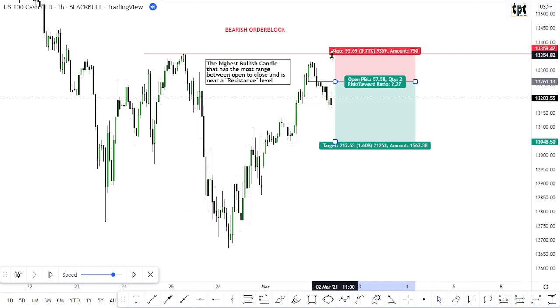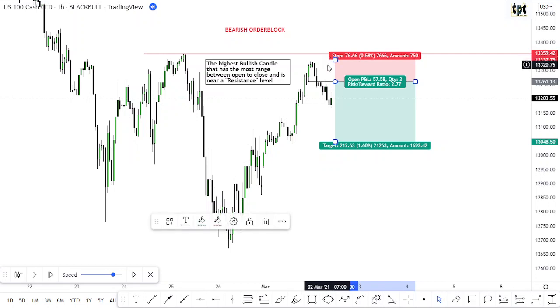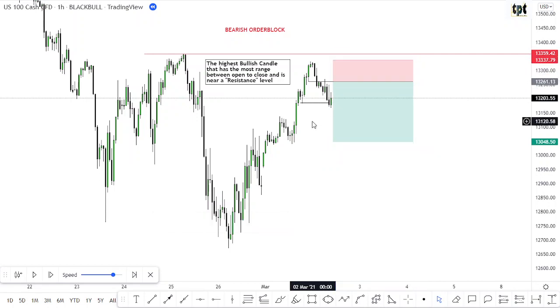Stop loss placement is slightly above our bearish order block. Most of the time, we don't anticipate this bearish order block to be taken out. This is our bearish order block. It is near our resistance level, it has the most range, and it is the highest up close candle near our resistance level. When I say up close candle, I mean the bullish candle. Down close candle, it is the bearish candle. So stop loss placement above it. Let us see what the market has for us.